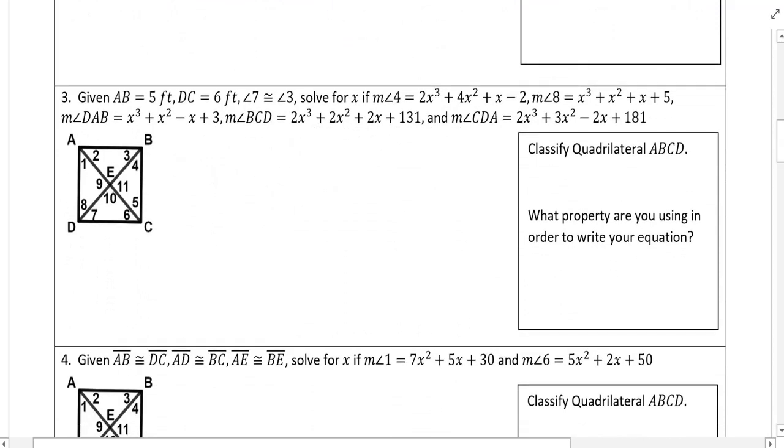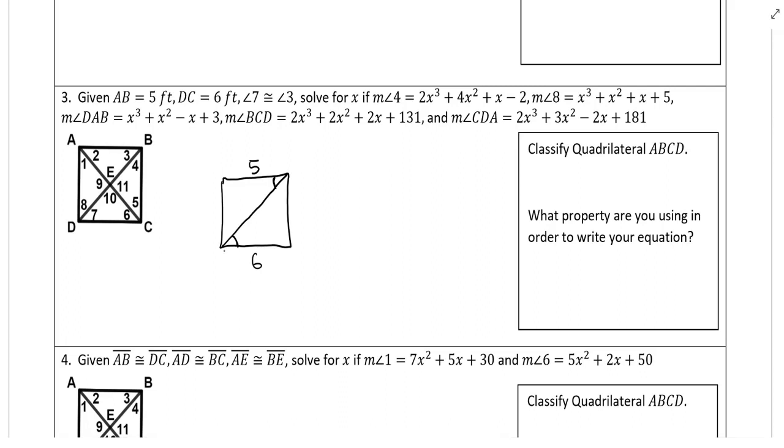Number 3, we're given that AB is 5. I'm just going to sketch something here. The top length, AB, is 5, and DC, the bottom length, is 6. Angle 7 is congruent to angle 3, so this angle here is congruent to this angle. And that's all we're given.